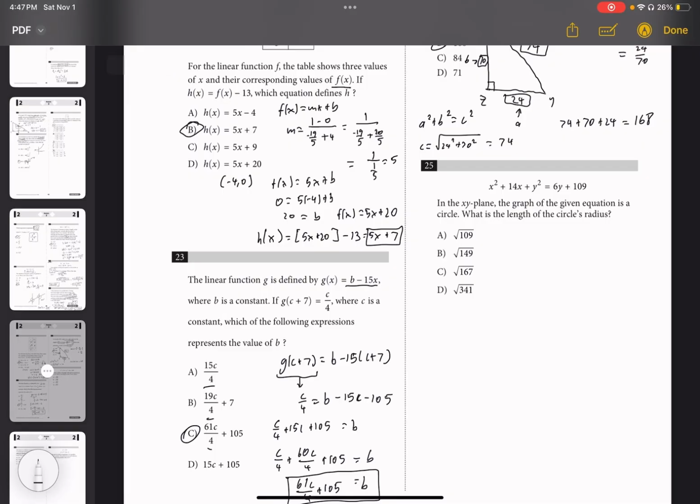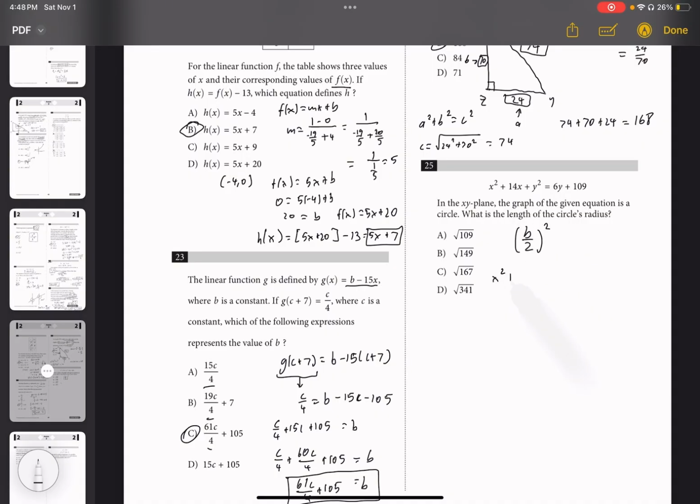Okay, question 25. In the xy plane, the graph of the given equation is a circle. What is the length of the circle's radius? So for this, you need to know how to complete the square. Remember, completing the square, you need to know how to take b over 2 and square it, and then add them to each side for each variable of x and y.